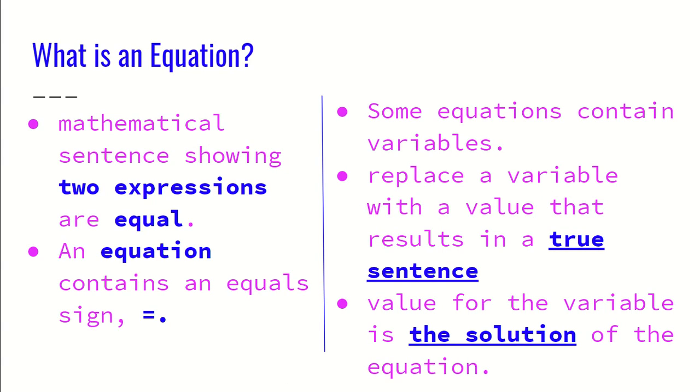What is an equation? A mathematical sentence showing two expressions are equal. An equation contains an equal sign, which is what we saw. Some equations contain variables, but not always. You can have 3 plus 2 equals 5. Replace a variable with a value that results in a true sentence. So when we do have a variable, you need to figure out what number we can replace that variable with in order to make the sentence true. And whatever that value is, that becomes our solution.